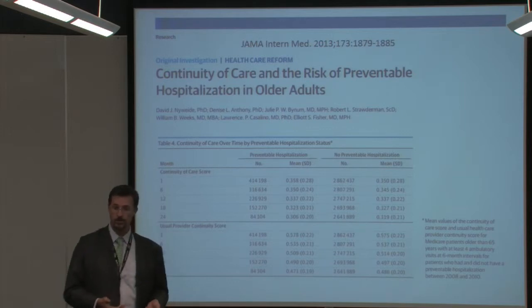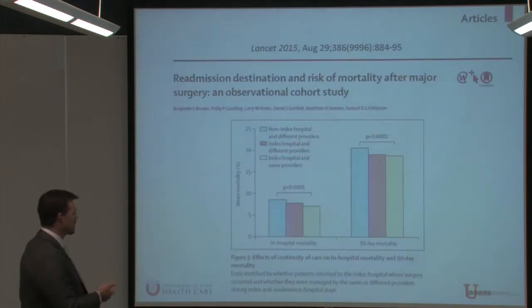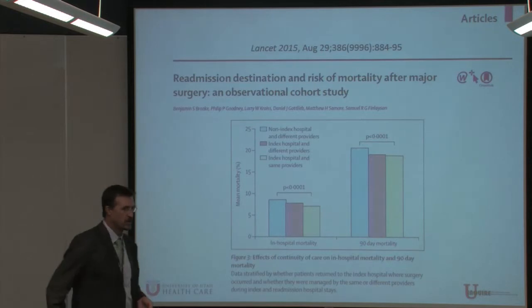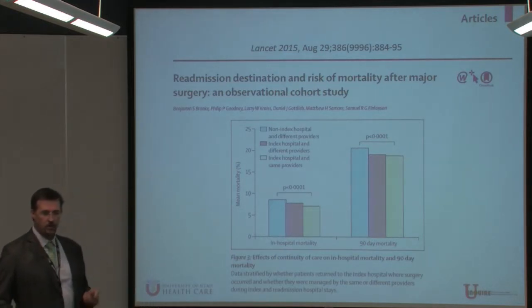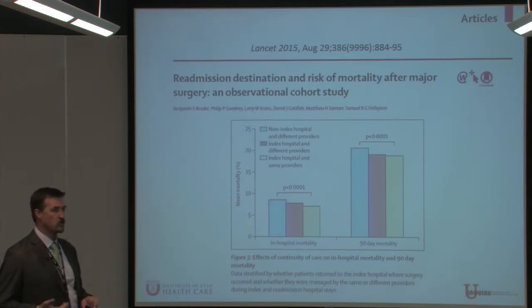But the question was, how do you look at provider continuity for surgical care, which is episodic? One way to do this is to look at whether a surgical patient who gets discharged and has a complication goes back to the same hospital and sees the same providers when they require a readmission.